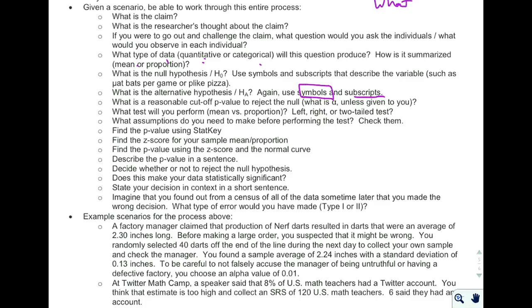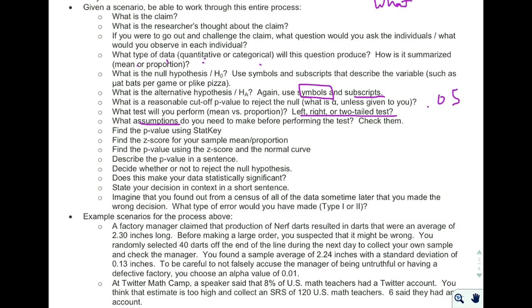What is a reasonable cutoff? AKA pick 0.05 all the time unless you have a reason to say I need a stricter or less strict alpha value. Are you going to perform a test of the mean or a proportion? Well, it depends what kind of data you're working with, and the direction, left, right, or two-tail, will depend on your alternative hypothesis. Assumptions you need to check.